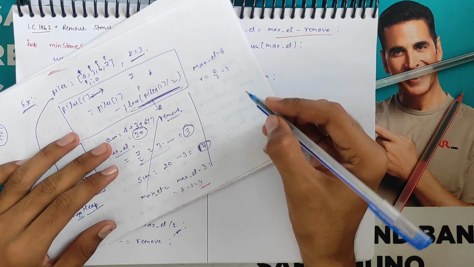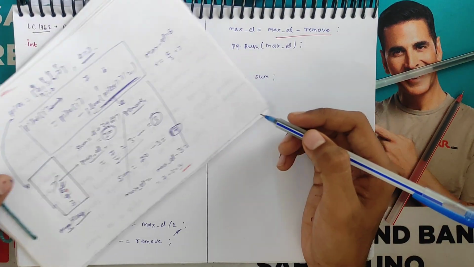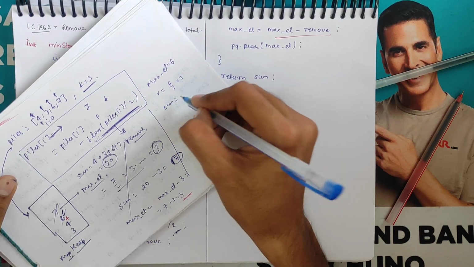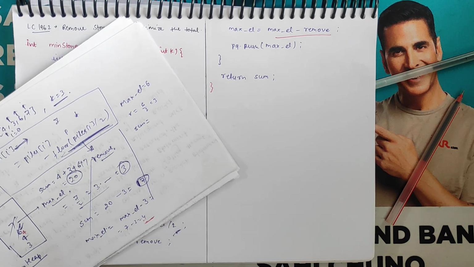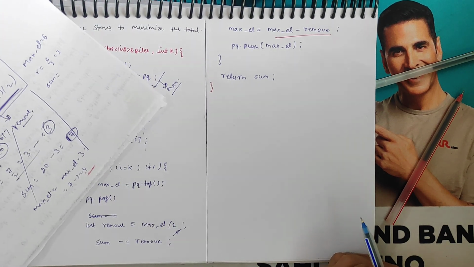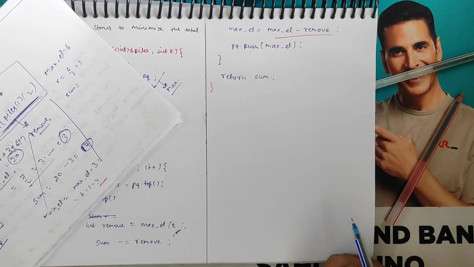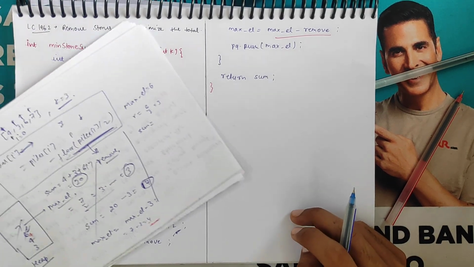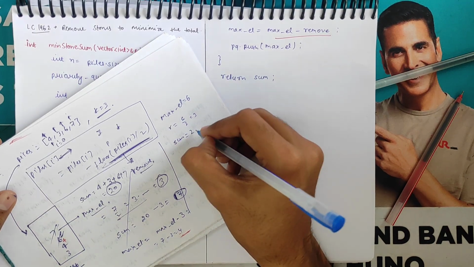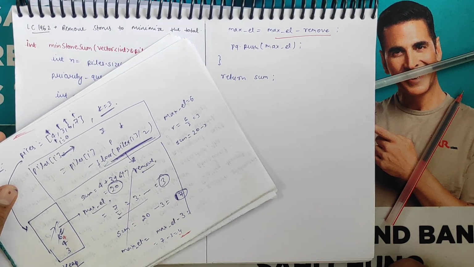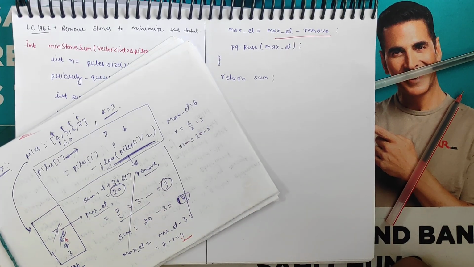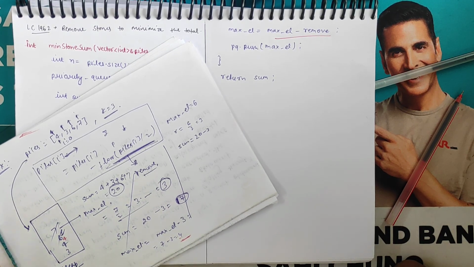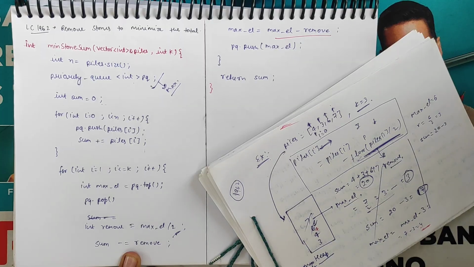So after that we remove it from the sum. Sum is equal to... what was the sum? Sum was 20. So 20 minus... the sum will be decreased. After finding this remove element, we basically need to decrease the sum also. So the sum is now 17.